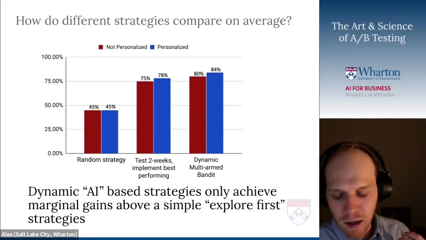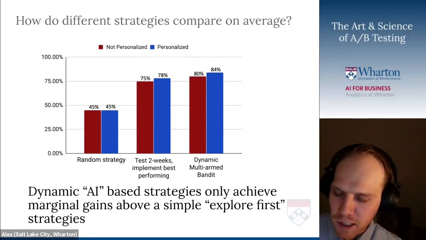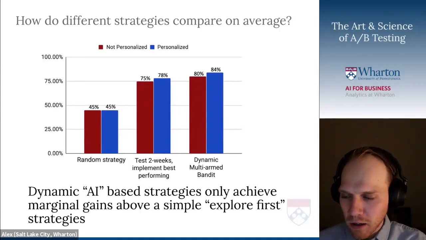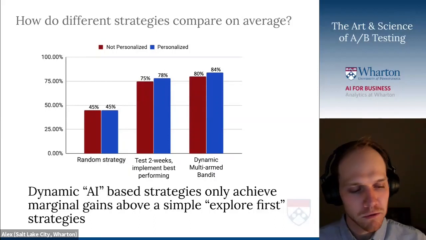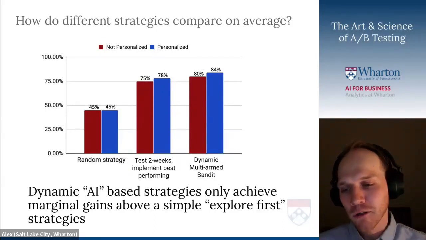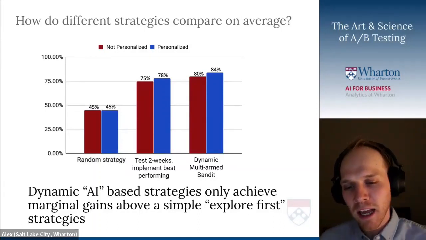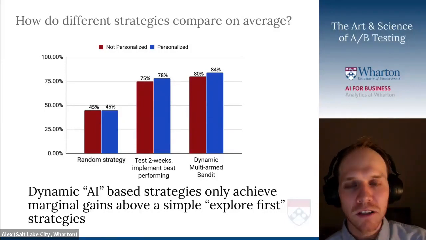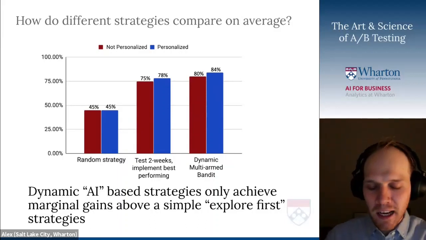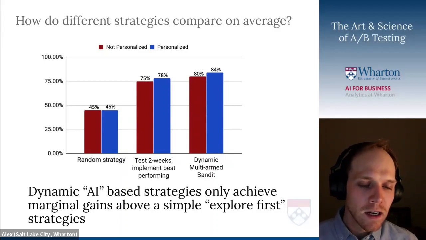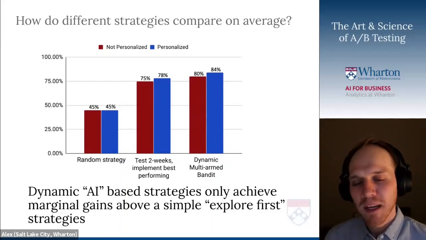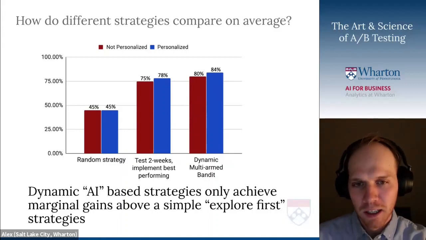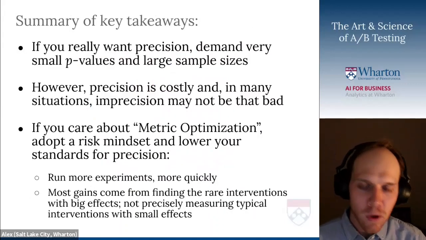And one of the main takeaways I want to share with you guys, and this is the subject of another research project I'm working on, is that this simple strategy, which is explore, do a lot of experimentation early on, and then implement the results for the remaining time period, gets you very close to what could be considered state-of-the-art dynamic AI-based multi-armed bandit strategies. And this is true for both the personalized and the non-personalized version. So really, most of the gains from really sophisticated and fancy AI strategies, which are optimizing dynamically over time, can be achieved with these really simple strategies based on this principle of gathering data, making your decisions early on, and implementing your decisions independent of statistical significance, right? And so that's the main takeaway that I want to emphasize.